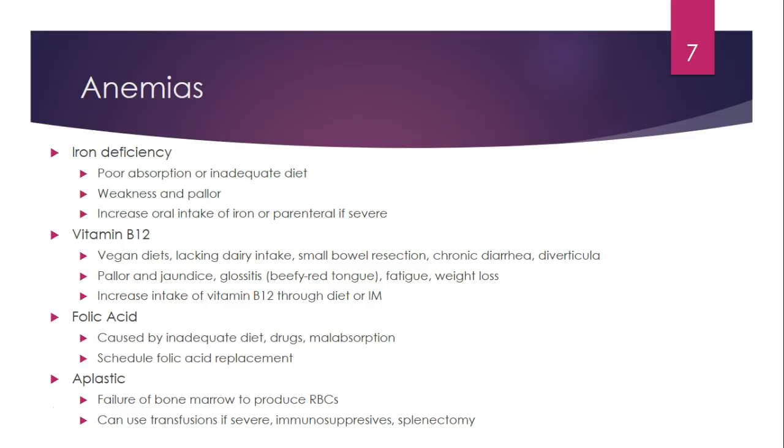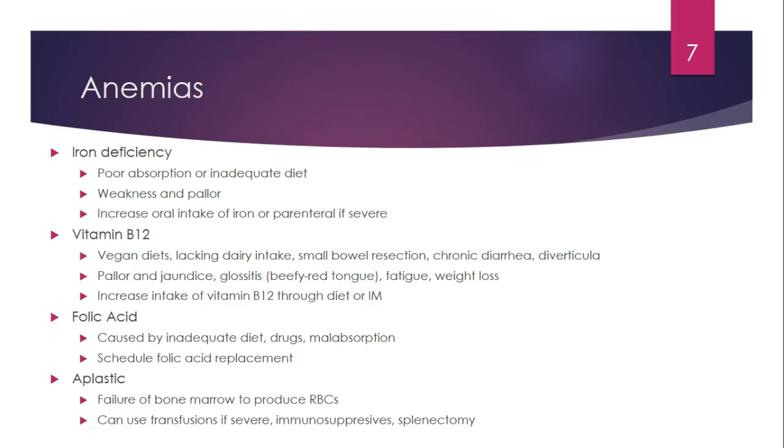So anemias: iron deficiency is probably one of the biggest ones that I've ever seen out of this group. It's poor absorption of iron into the system, or it's an inadequate diet. So hopefully just a replacement, an oral replacement of this, or even an injection can be beneficial. Otherwise, we can get vitamin B12 deficiency. This often is from diets lacking in dairy or related to surgical resections of the small bowel.